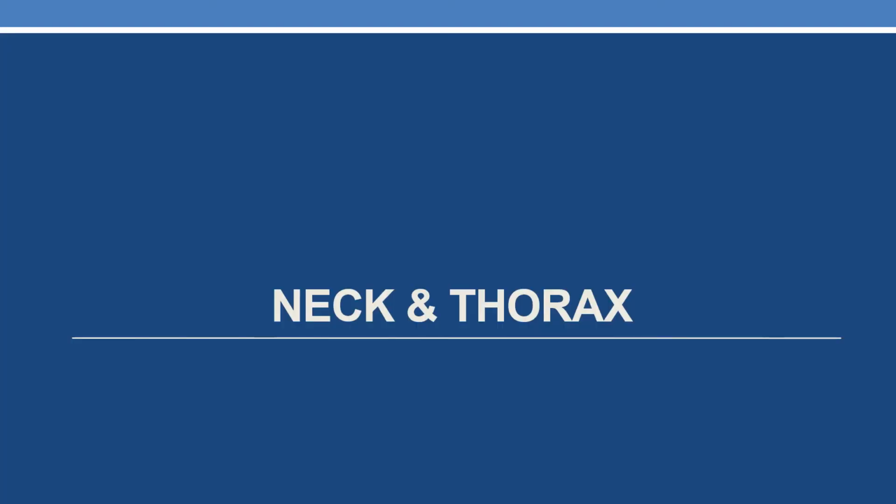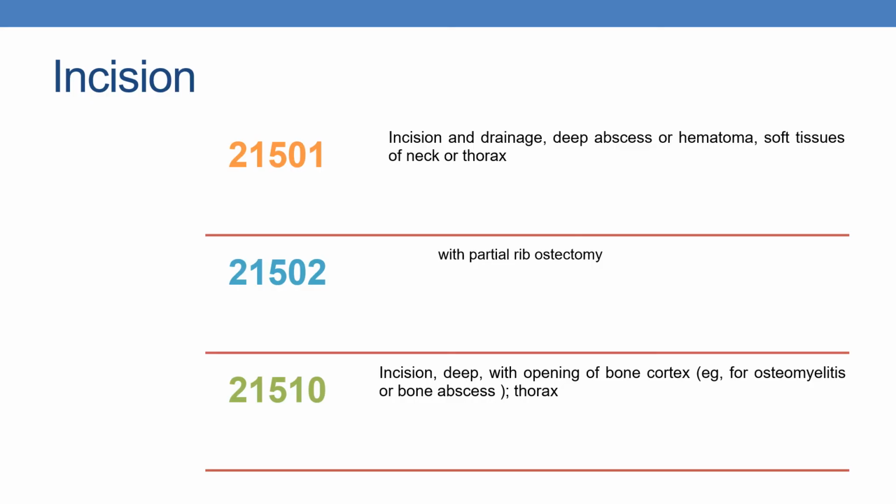Now coming to the CPTs of neck and thorax. First CPT is 21501. It is nothing but incision and drainage, deep abscess or hematoma, soft tissue, neck or thorax. The next is 21502. Incision and drainage, deep abscess or hematoma, soft tissue, neck or thorax with partial rib osteectomy. The next is 21510. It deals with incision deep with opening of bone cortex. For example, for treating osteomyelitis or bone abscess, thorax.